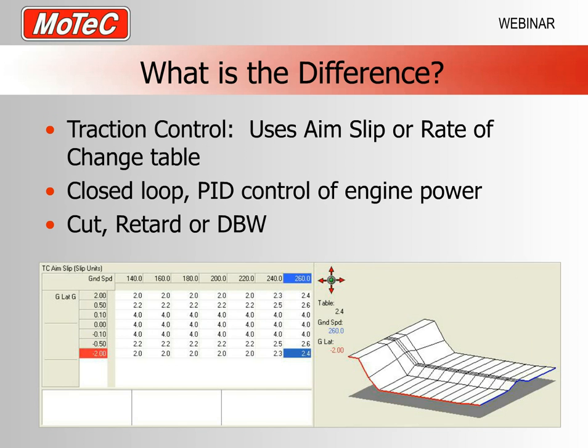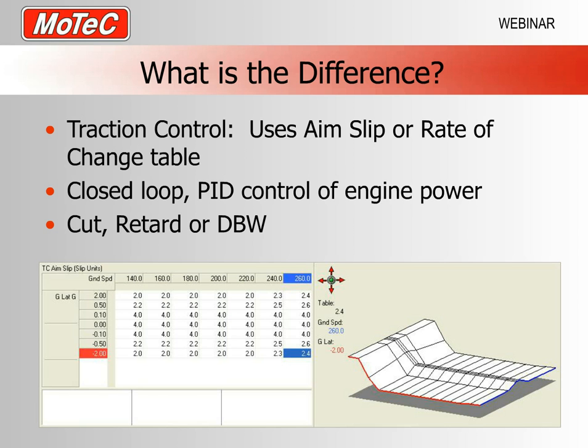For traction control, we're a little bit different here in that we use an aim slip table or rate of change table. So as I said before, slip is simply the difference between the driven wheels and the non-driven wheels. What we are saying, based on some testing, is we are giving the ECU an amount of slip that we want. So the ECU measures the actual slip, what the wheels are doing, it compares it to what we've asked it to do, and it adjusts its control to vary the engine power to get the slip that we've told it.